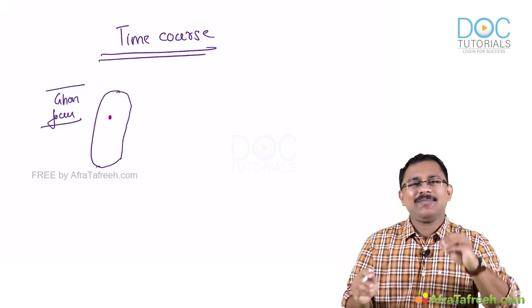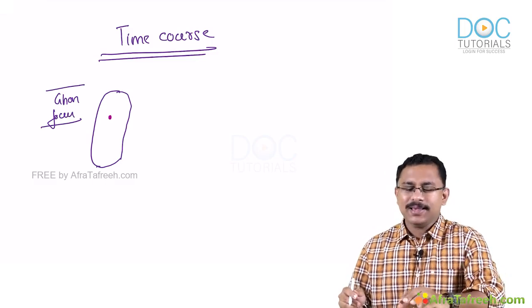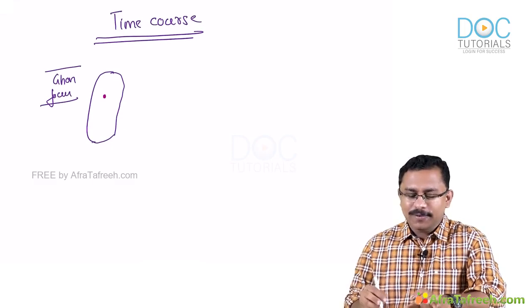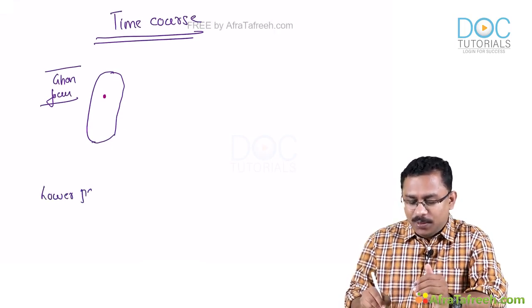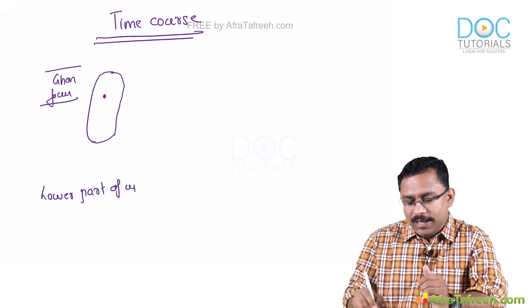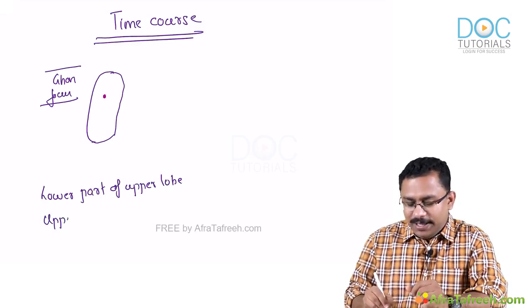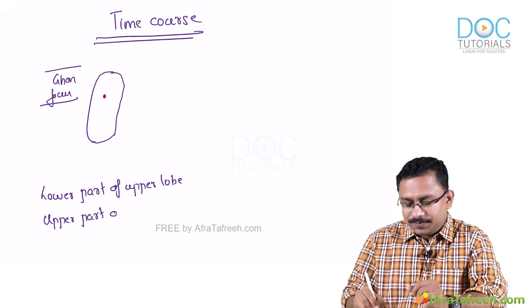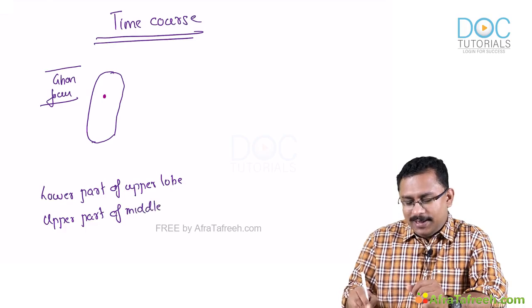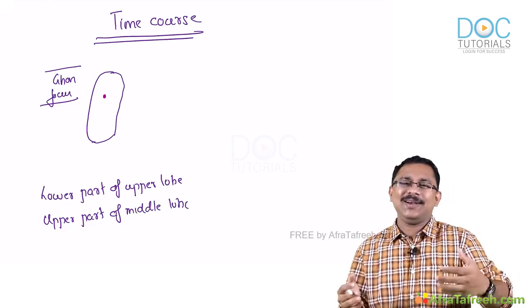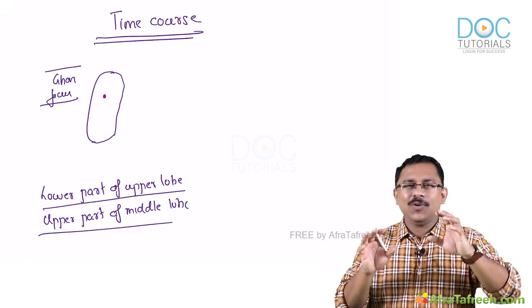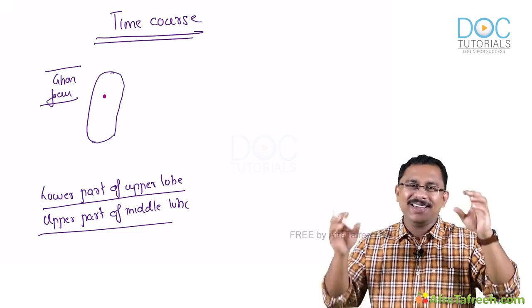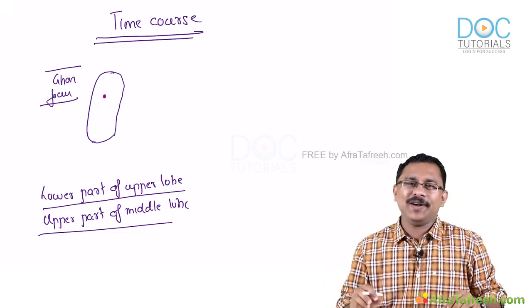It is nothing but a bacillary focus, and this focus is usually formed in the lower part of the upper lobe, or the upper part of the middle lobe. If it is in the right lung, you can say the middle lobe, otherwise the lower lobe. Whatever it be, it is almost in the mid zones that you have the initial focus of the Ghon focus.